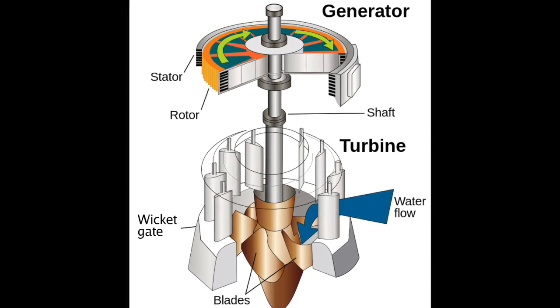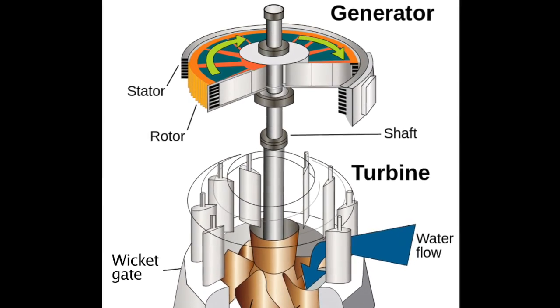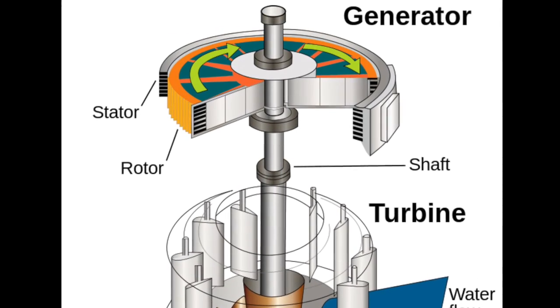In essence, our generator functions similar to a water turbine used for hydroelectricity. In our generator, the spoons represent the turbines, the coil is the stator, and the magnets are the rotor.